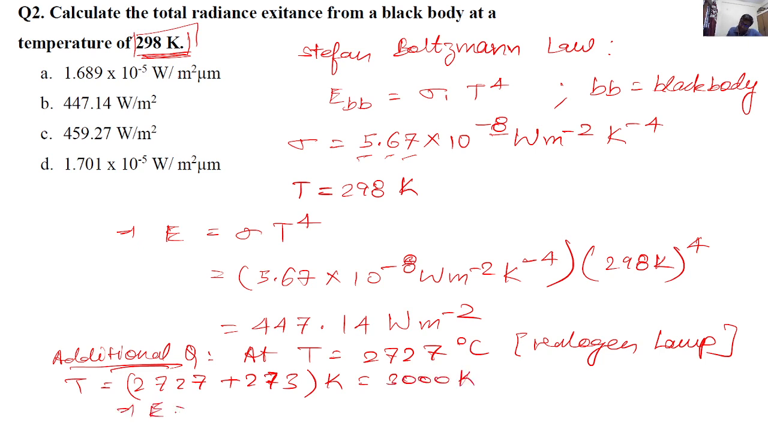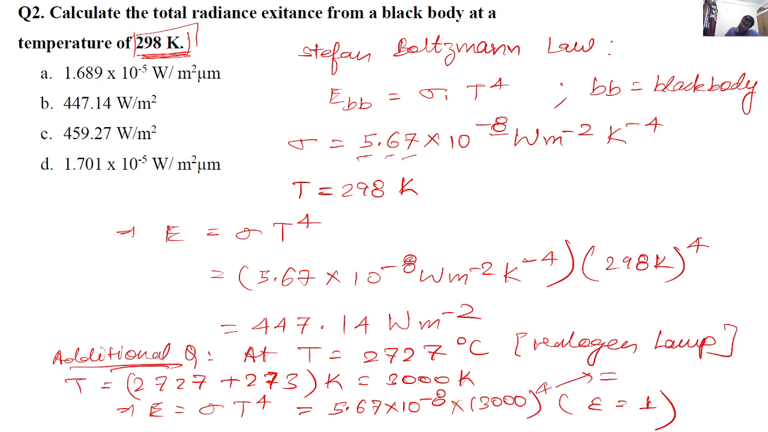So E is sigma T to the power 4. We are again assuming it to be a black body, that is epsilon equal to 1. E equals 5.67 into 10 power minus 8 into 3000 power 4, and the answer would come out to be 4.952 into 10 power 6 watts per meter square.